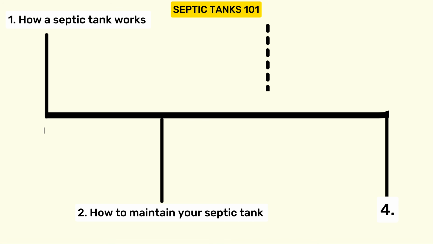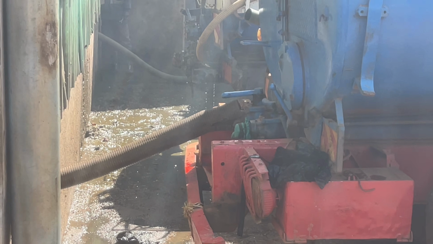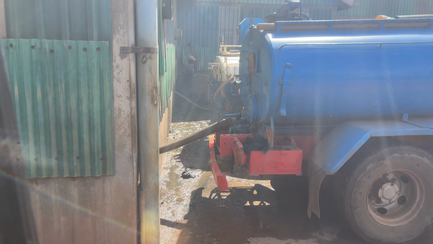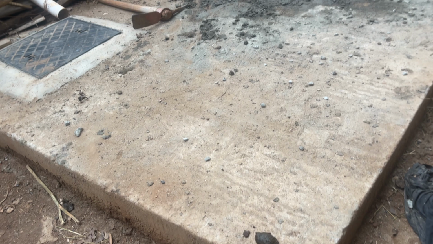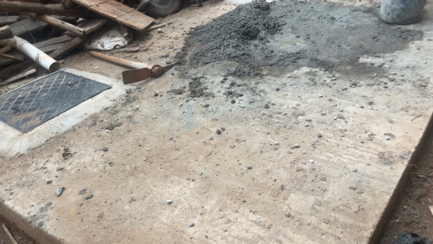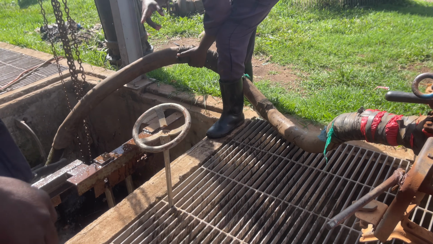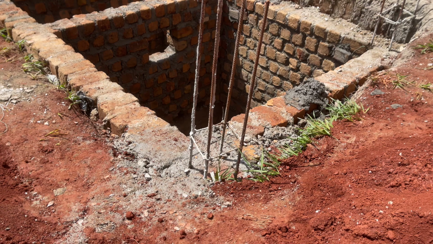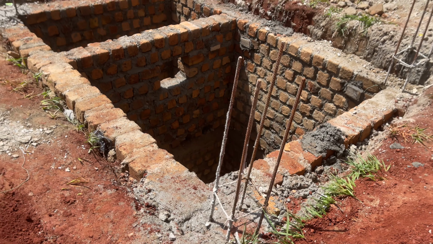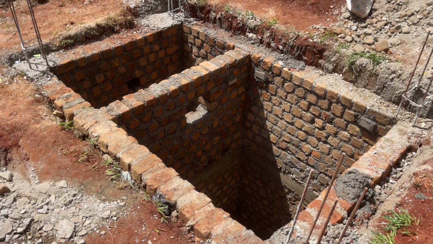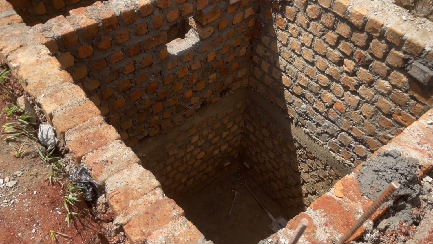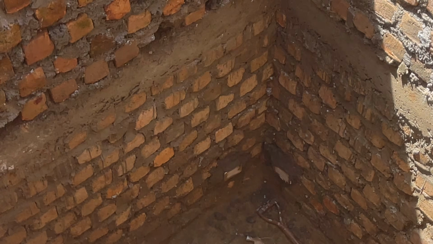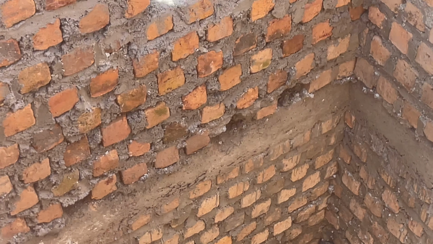This brings us to the third topic: how often should you pump your septic tank? It entirely depends on how your septic tank was built. Workmanship plays a big role. If your septic tank was built badly, you will need pumping every 3 to 5 years. If your septic tank was built the right way, you will never need pumping even after 40 years. And by the end of this video, I'll show you how to build your septic tank the right way such that you'll never need pumping.